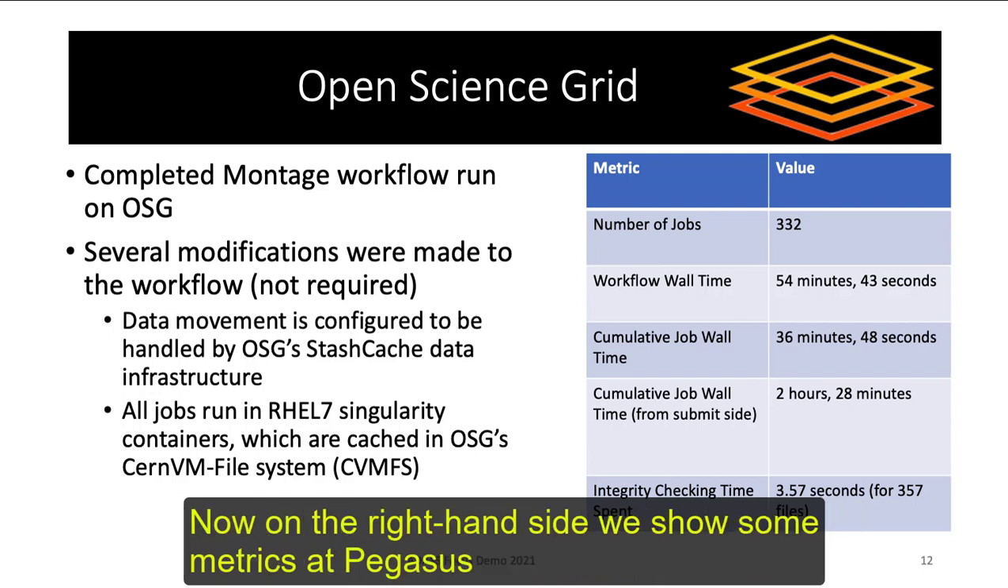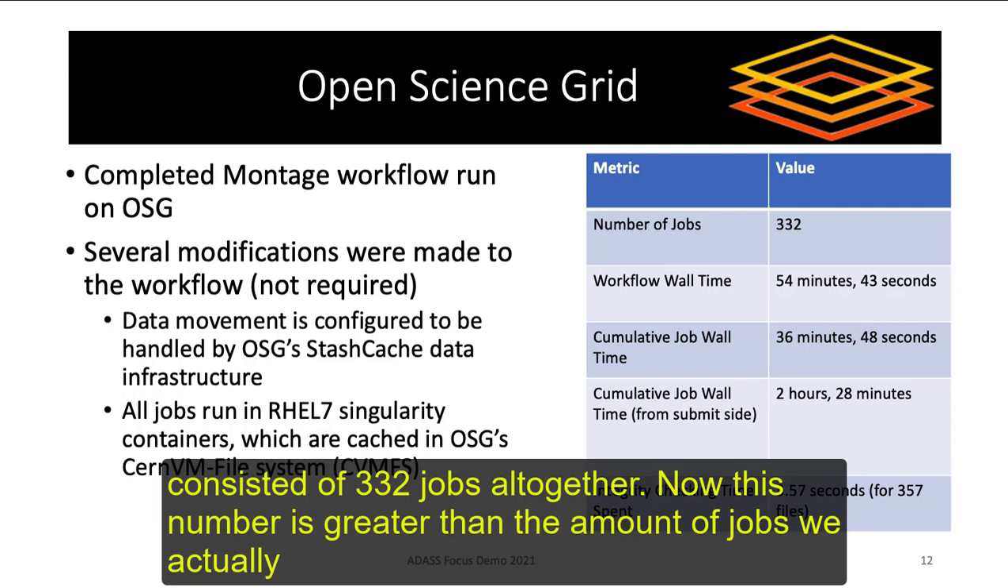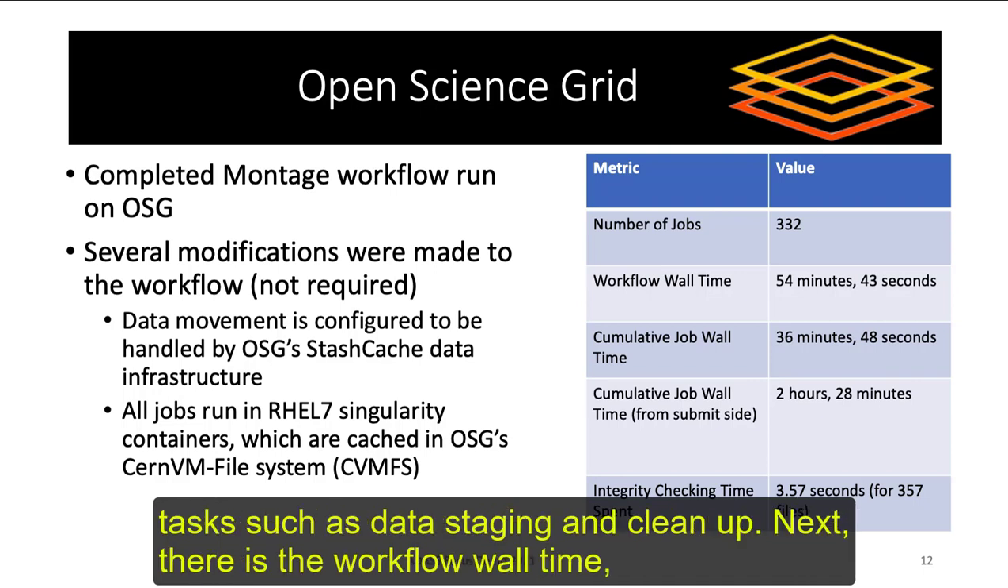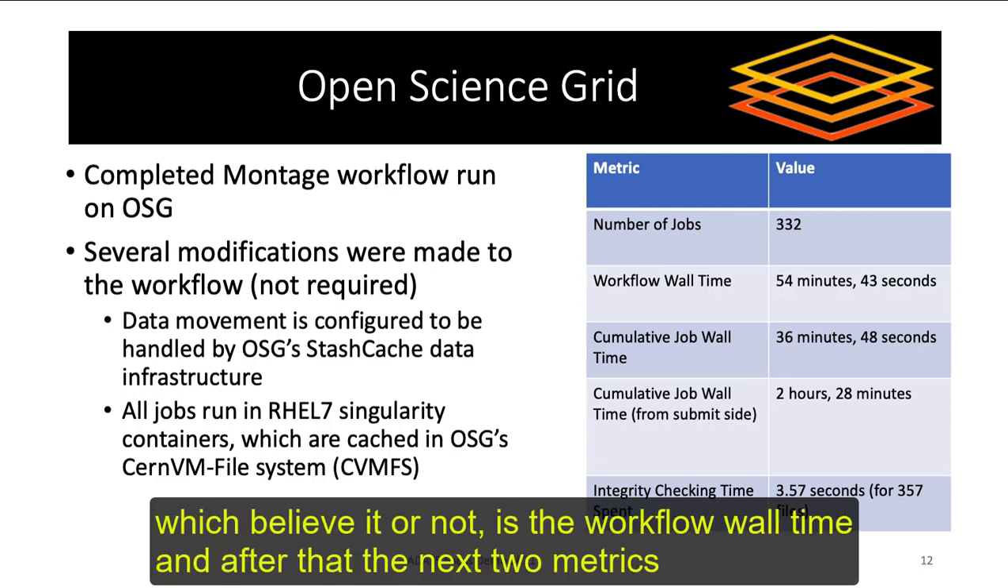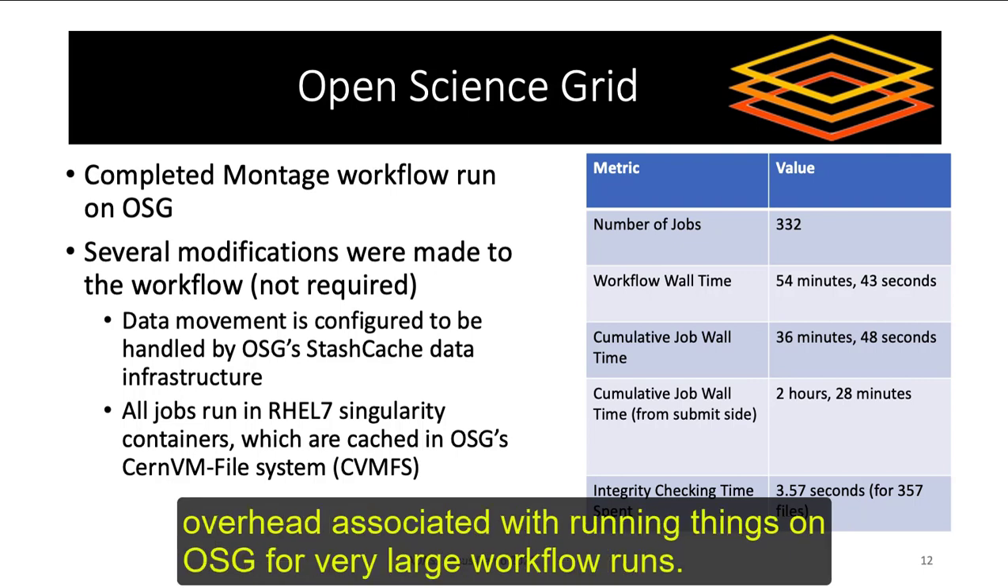Now, on the right-hand side, we show some metrics that Pegasus reported about our run on OSG. First of all, the workflow consisted of 332 jobs altogether. Now this number is greater than the amount of jobs we actually created in the workflow script because Pegasus adds in jobs to handle tasks such as data staging and cleanup. Next there is the workflow wall time. And after that, the next two metrics show cumulative job wall times. So as you can see, there's some queuing overhead associated with running things on OSG.